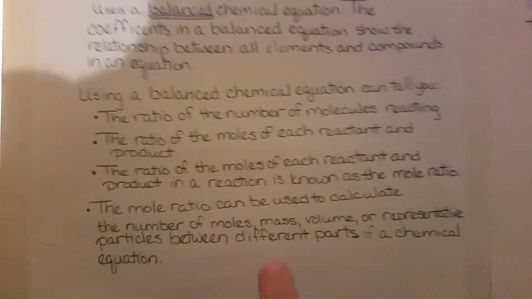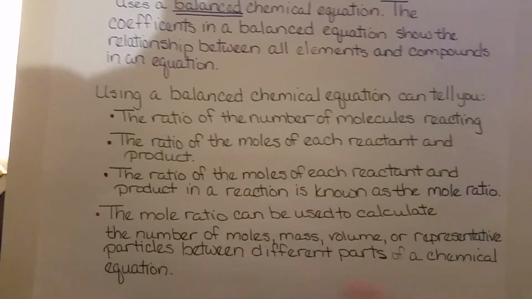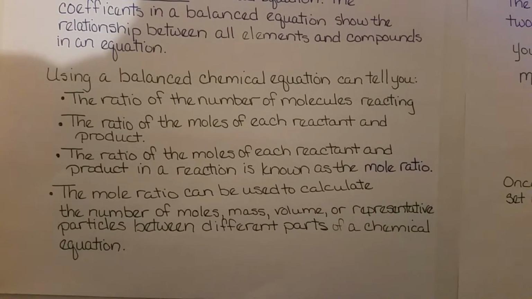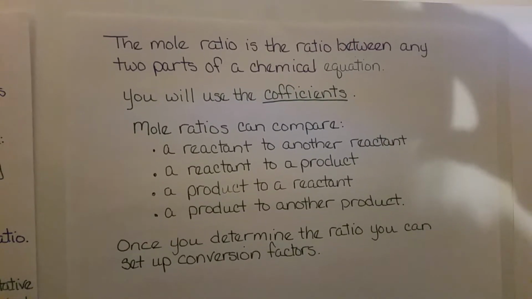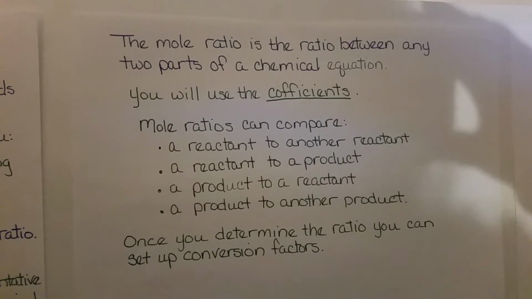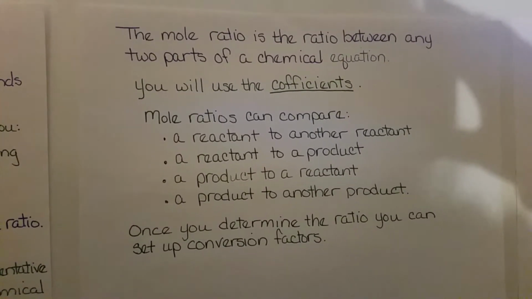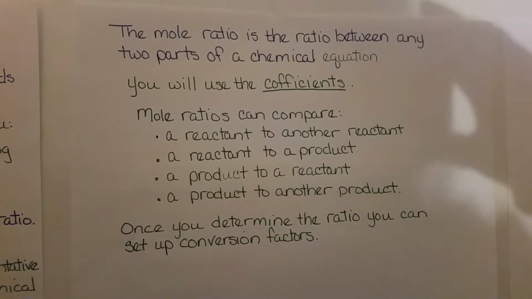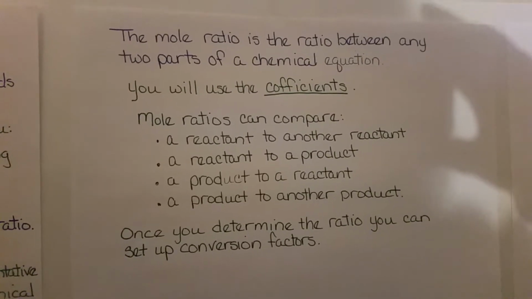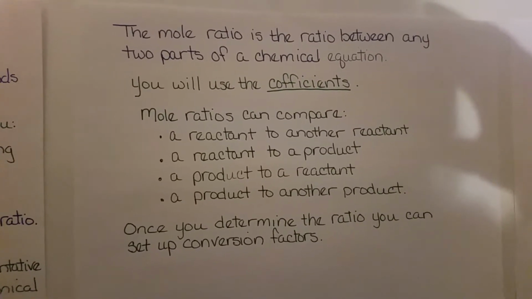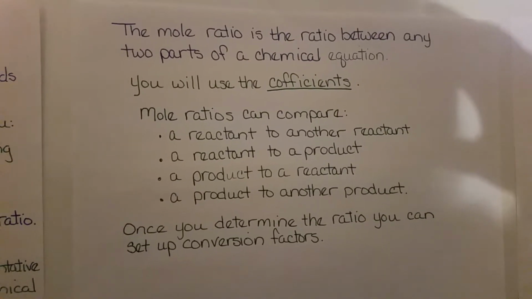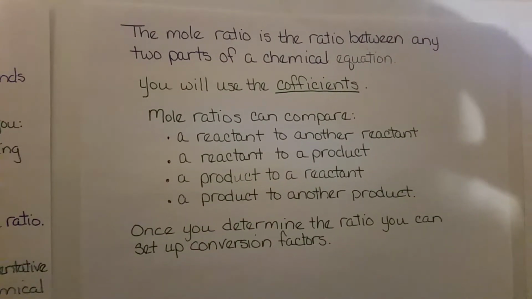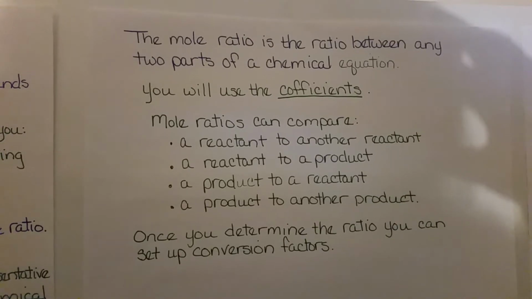The one we are most concerned about today is this one right here. The ratio of moles of each reactant and product in a reaction is the mole ratio. The mole ratio is the ratio between any two parts of a chemical equation. So you use the coefficients in a balanced equation, and mole ratios let you compare a reactant to another reactant, a reactant to a product, or a product to another product. You can move anywhere in an equation. You don't have to go from reactant to product. Once you determine the ratio, you can set up the conversion factors.